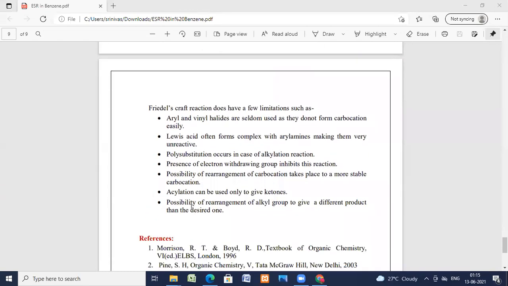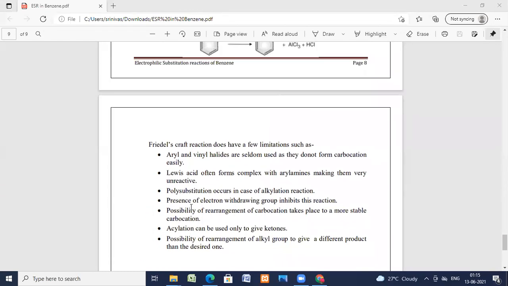So you have some limitations for these reactions. Friedel-Crafts reaction has a few limitations, such as: aryl and vinyl halides cannot be used as they don't form carbocations easily. Lewis acid often forms complexes with aryl amines, making them very unreactive. Polysubstitution occurs in the case of alkylation reactions.